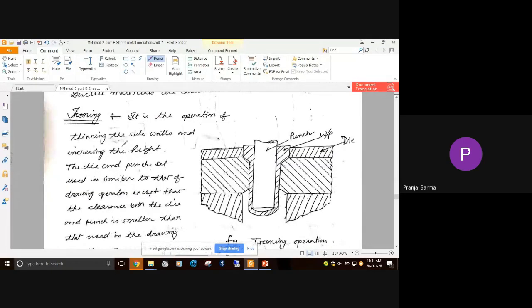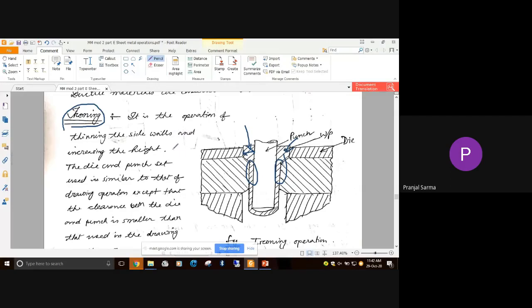Similarly, there is another operation known as ironing. So basically, what is ironing? Sometimes it is discussed, sometimes it is not discussed as another operation. Basically, in the ironing operation, what happens is thinning of this particular side wall of the workpiece. If this is the workpiece, then this shows the thick portion, it is somewhat thicker in this particular portion.